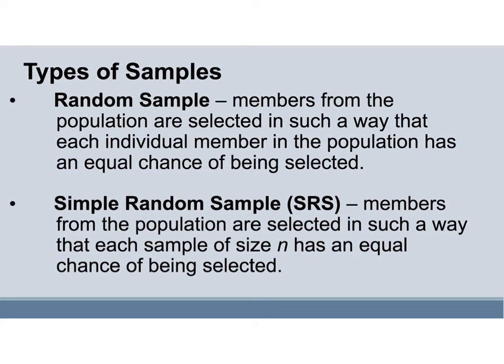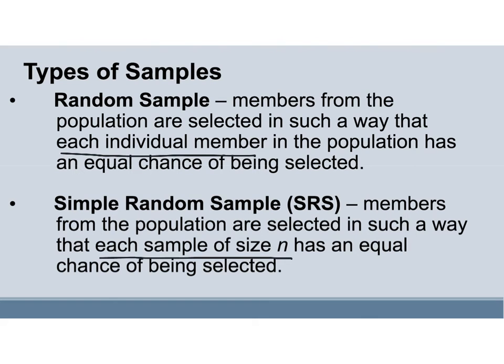There are two types of samples that are called random samples. If it just says random sample, that means that members from a population are selected in such a way that each individual member in the population has an equal chance of being selected. Whereas if it's a simple random sample, which is often abbreviated to SRS, members from the population are selected in a way that each sample of size n has an equal chance of being selected. So in a random sample, every single member has a chance of being selected. In an SRS, each group of 10 has an equal chance of being selected, or 20, or 30, or 100, whatever.